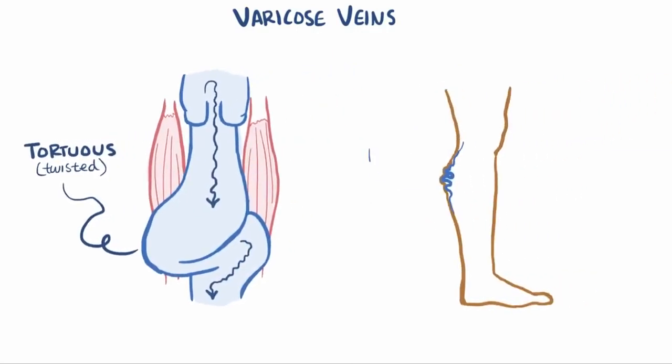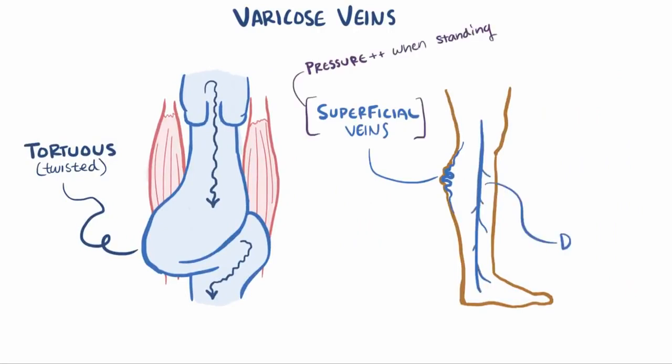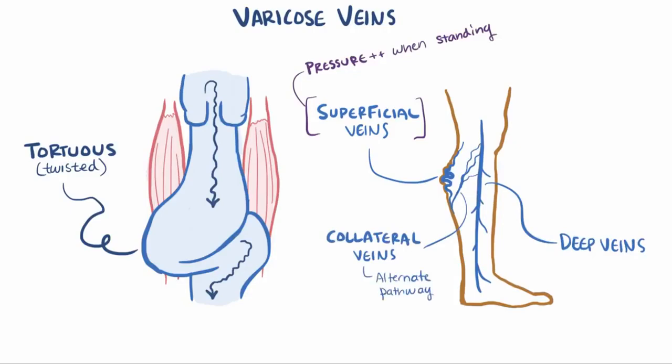This most commonly affects the superficial veins on the surface of the legs, since they see high pressures when standing, rather than the deep veins buried inside the muscles. Oftentimes, though, collateral veins are used instead, which is where other veins can take the blood as an alternate pathway, so it doesn't stagnate in the varicose vein. And these tend to actually be the deep veins in the legs.